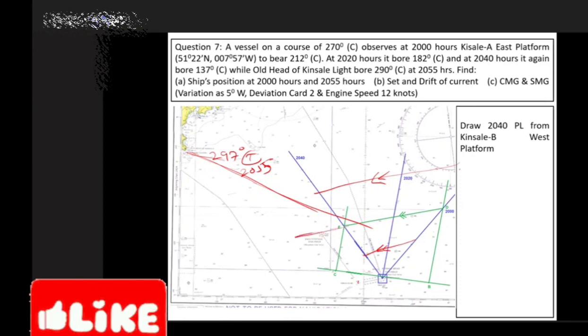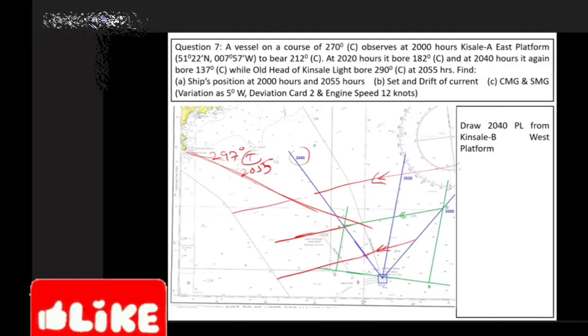Wherever your plot is, you extend your CMG line. If your CMG was this, you extend this. If the CMG was this, you extend this. If the CMG was here, you extend this. Is that clear, beta? Wherever you got the CMG line, it is not that you draw three CMGs, you'll only draw one CMG. Wherever your CMG line lies, you extend it further. Okay, beta? Yes, sir. Now from 2040 to 2055, how much is the duration, beta?